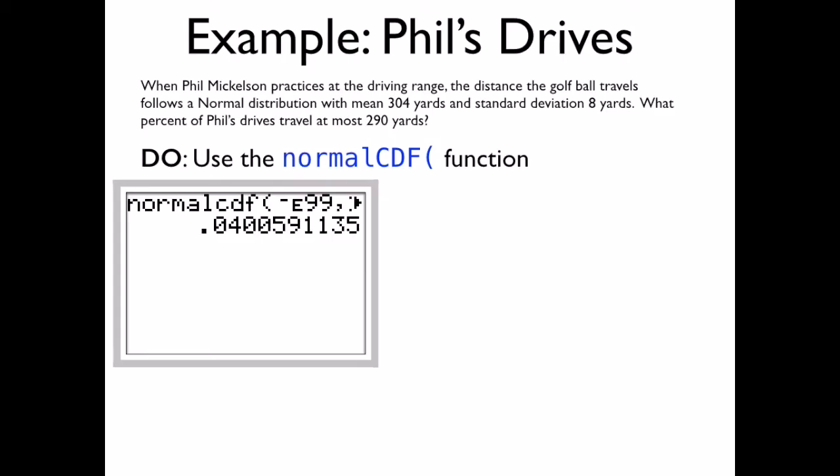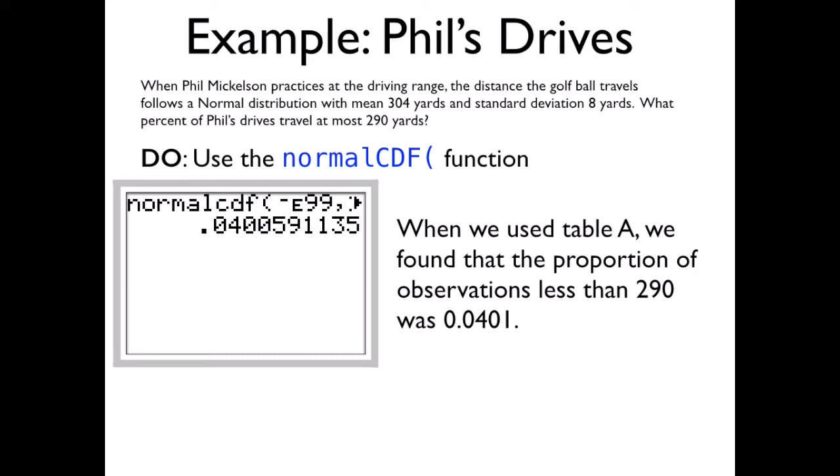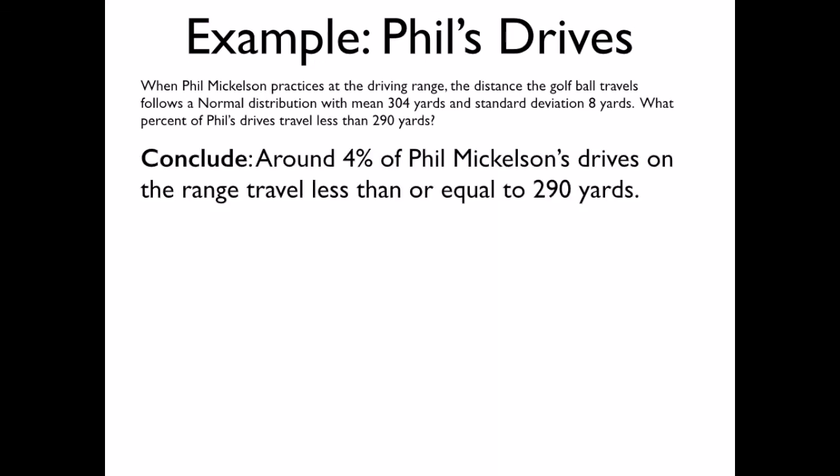Notice when we use the calculator, we get 0.0059 and so on. And when we use table A, we had 0.0401. You'll notice there's a slight difference, but that slight difference is just due to rounding. The difference is negligible, it won't be a problem. So we conclude that about 4% of Phil Mickelson's drives travel at most 290 yards.